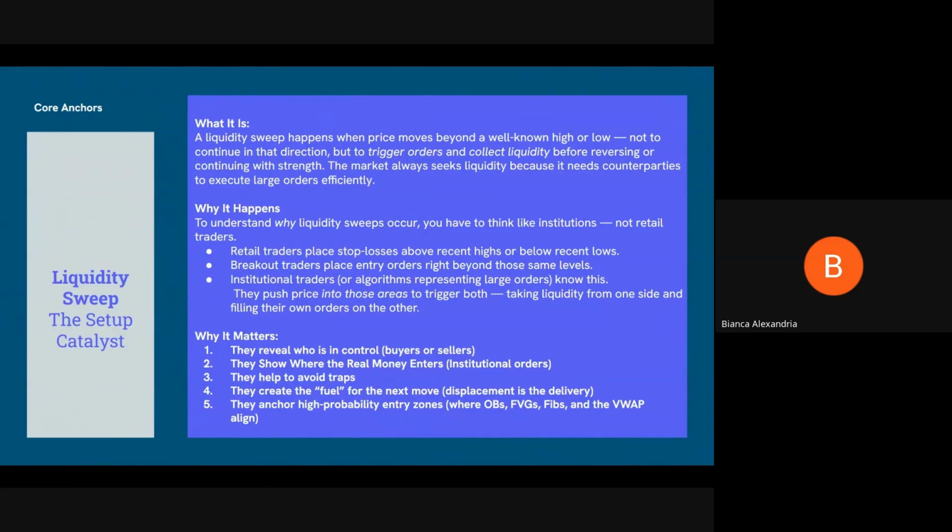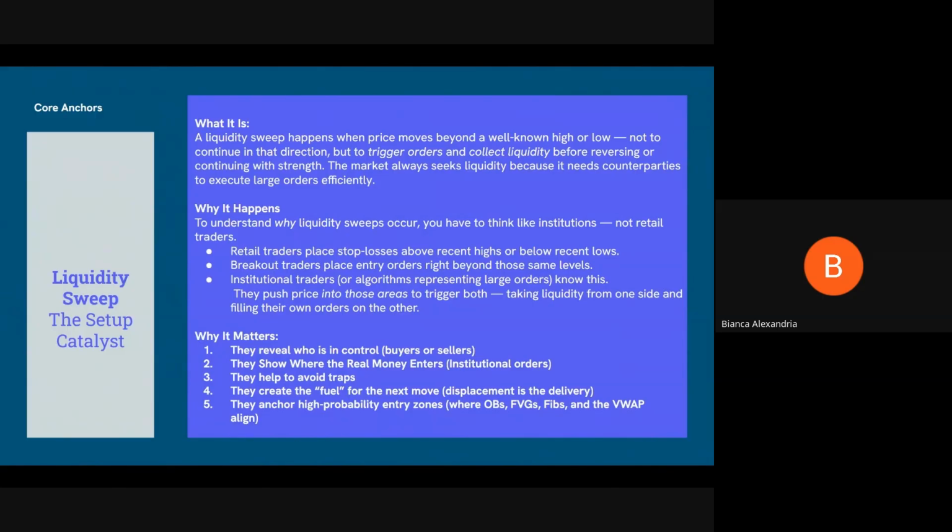So think of this as the market taking a deep breath before its next move. It pushes into the area where traders have stop losses or breakout orders. It collects liquidity, which I want you to think of as fuel, and then delivers in the opposite direction once those positions have been absorbed.